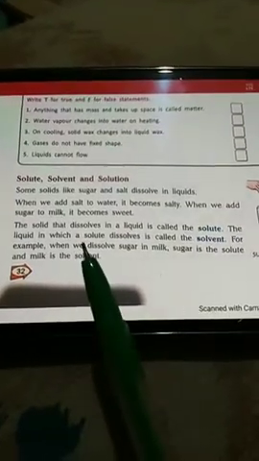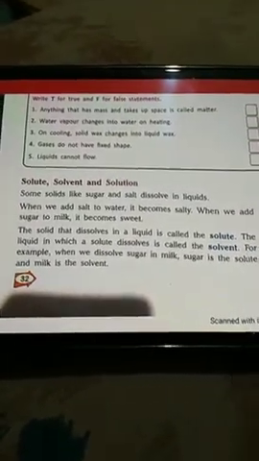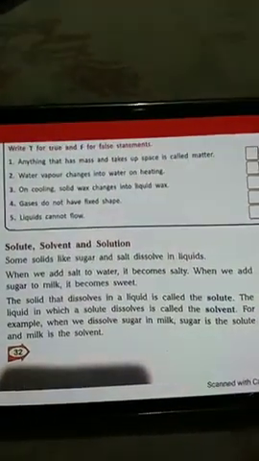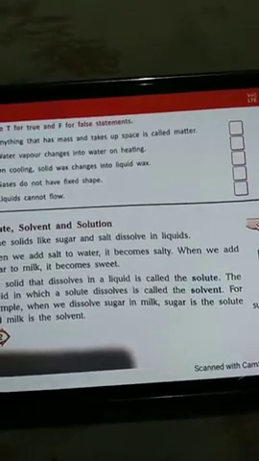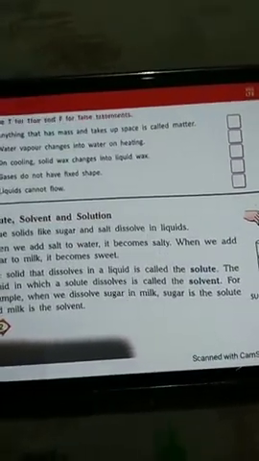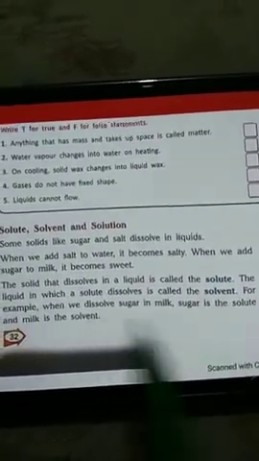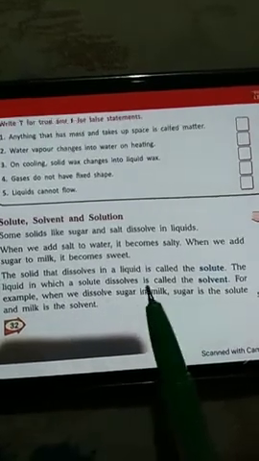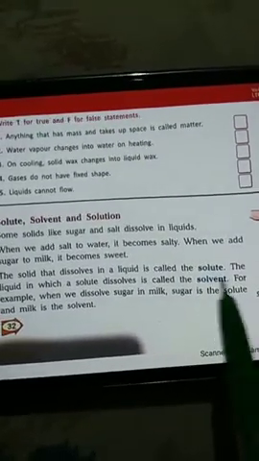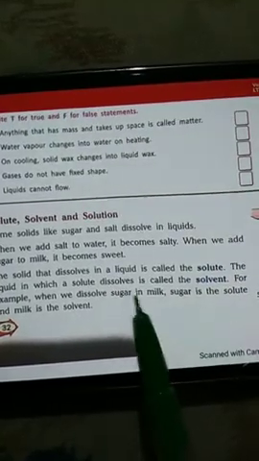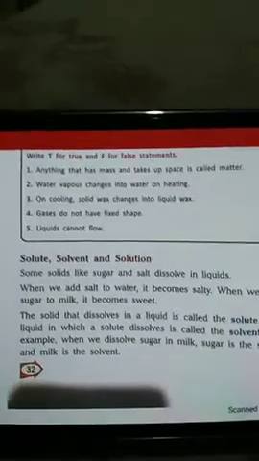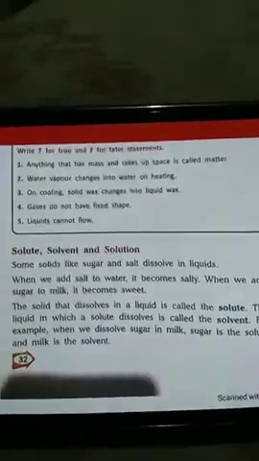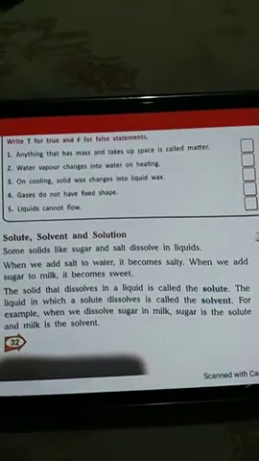The liquid in which a solute dissolves is called the solvent. As in the case of sharbat, we have added sugar to the water. So the liquid in which the sugar has dissolved is water. Therefore, water is called the solvent. For example, when we dissolve sugar in milk, sugar is the solute and milk is the solvent. Similarly, when we dissolve sugar in water, sugar is the solute and water is the solvent.